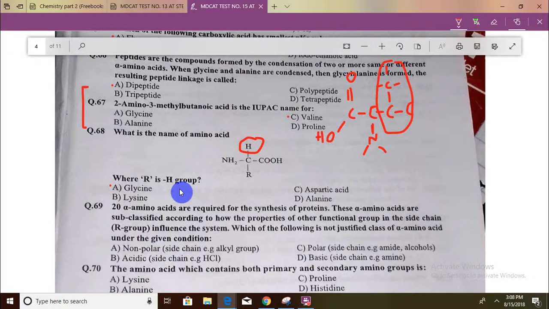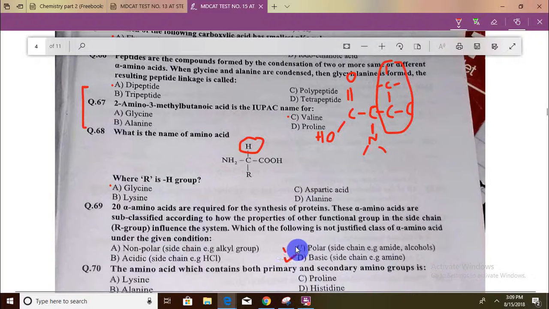It's non-polar if the side chain is an alkyl group. Makes sense because alkyl isn't polar. Acidic if the side chain is HCl. We don't have that sort of stuff. HCl cannot possibly be the side chain. It's polar if the side chain is amide or alcohol. Somewhat possible in case of the alcohol, and maybe even in the case of the amide. It's basic if the side chain is an amine, definitely. Also to an extent correct.